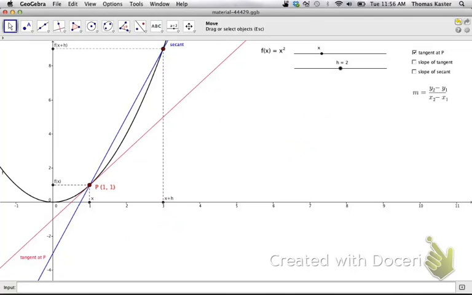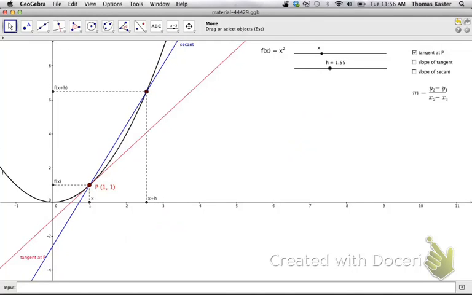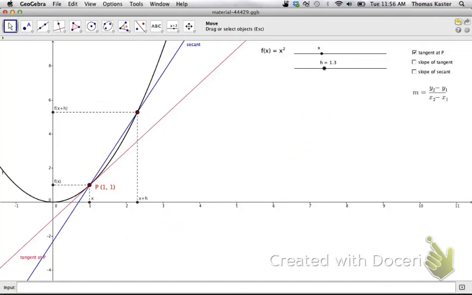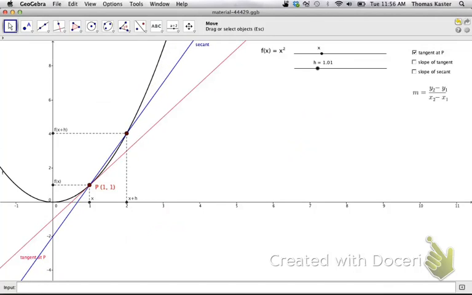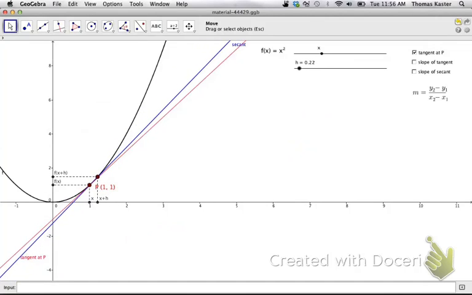As we move the secant line closer and closer, we can see we're getting a better approximation of that tangent line slope, until we get all the way to the point (1, 1), where now you can see our h up here on the slider is 0. So the change in the values is 0. Well, we don't want it to be 0, because when that happens, we're down to 1 point again. We can't find that slope.